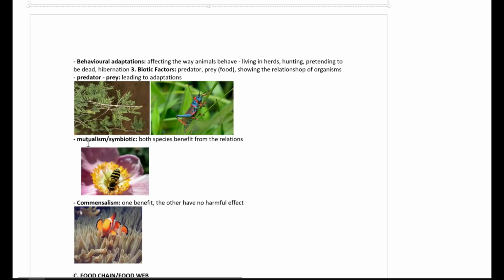Mutualism means it is mutualistic: both sides will benefit. For example, here I have a flower and a bee. The flower has nectary guides, if you recall your reproduction in plants, that guide the insects down towards the nectary region. Subsequently, the pollen grains will land onto the bee, and the bee is able to transfer the pollen grains for reproduction at another area. At the same time, the flower provides nectar as a food source for the bee. So both are mutualistic, benefiting each other.